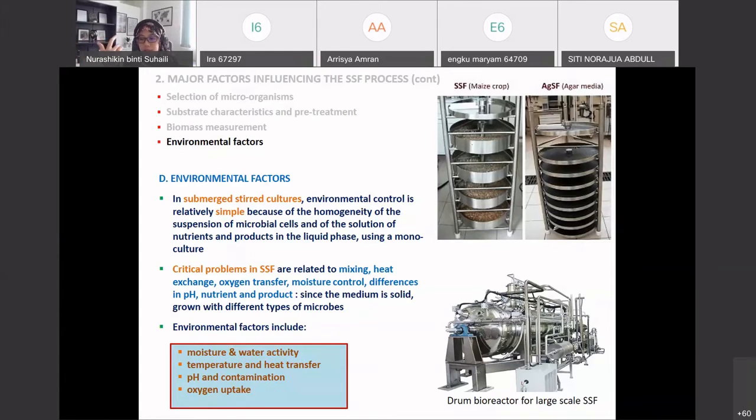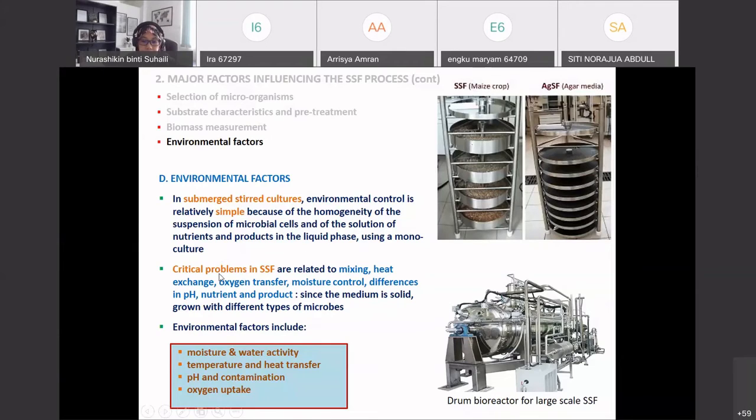But for solid state, it's a bit tricky because it is in solid form. If you put a probe at a certain point of the substrate, it might not give you the whole temperature condition of everything, right? That is the tricky part. And because it's not in suspension, unlike liquid, that's the tricky part. But still, temperature is one of the important environmental factors that needs to be considered in SSF.